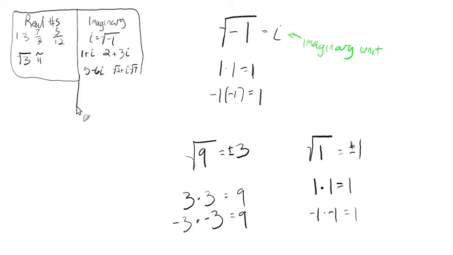A complex number is any number that looks like this: a plus b times i. So a is just a real number, and b is a real number that you multiply by i. So anything that looks like that is an imaginary number.